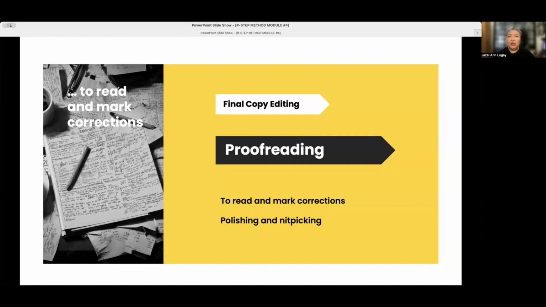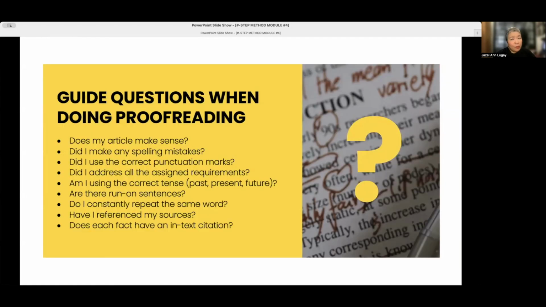Here, you take a closer look at grammar, punctuation, assessing if it needs to be cut down, rearranging paragraphs, organization, writing headlines, and confirming citations, and check for errors that can sabotage what should have been a good piece of writing. In doing proofreading, ask yourself the following questions.